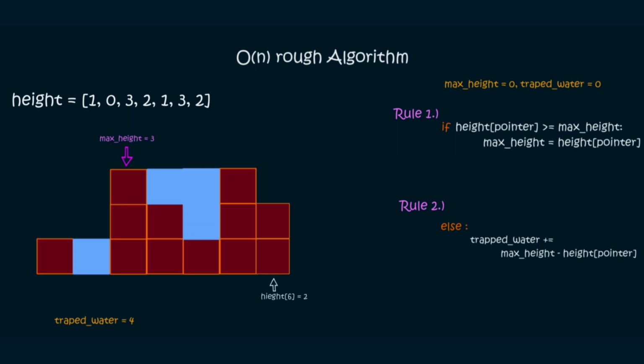At index 6, the current height is 2, which is less than the max height, which is 3. Hence, according to rule number 2, we will add the height difference between max height and the current height, which is 1, to the trapped water. But stop, will it trap the water? There isn't any block on the right side, hence it is not possible to trap the water.